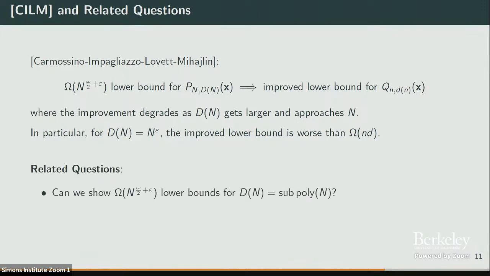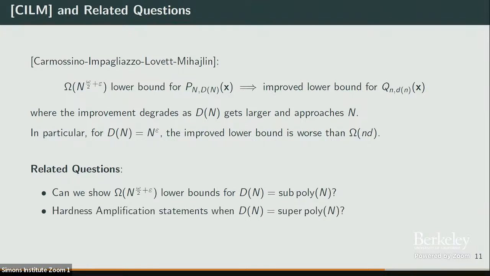Which brings me to questions which would be very interesting, and which could possibly solve the VP versus VNP question in the non-commutative setting: can we show superlinear lower bounds when the degree is sub-polynomial in n, not n to the epsilon, but something smaller than that? In that setting, can we show superlinear lower bounds? If we can, then CILM will start kicking in and we start getting much better lower bounds then.